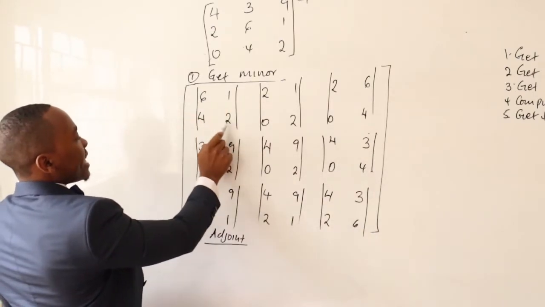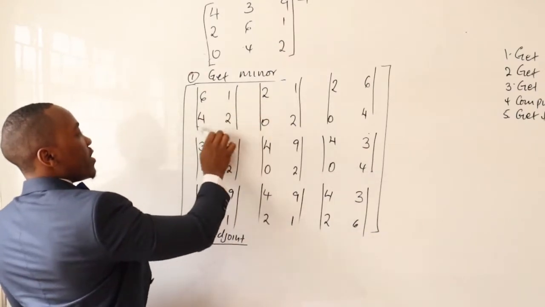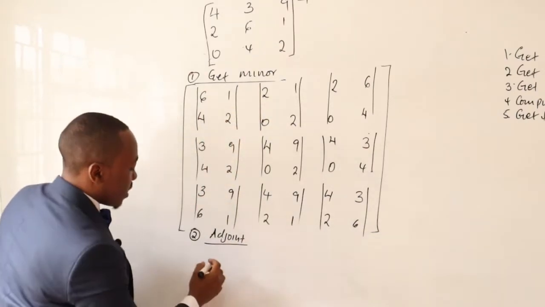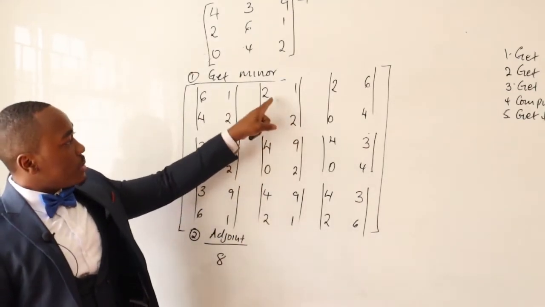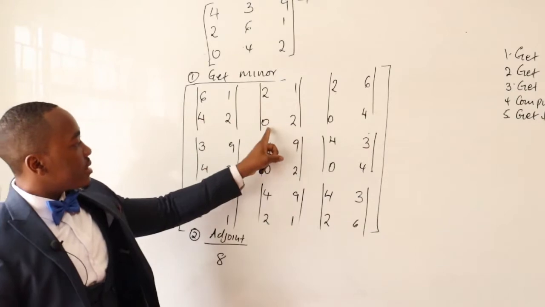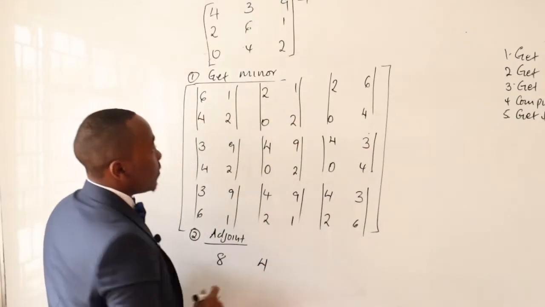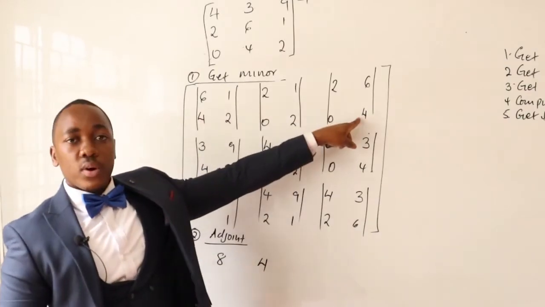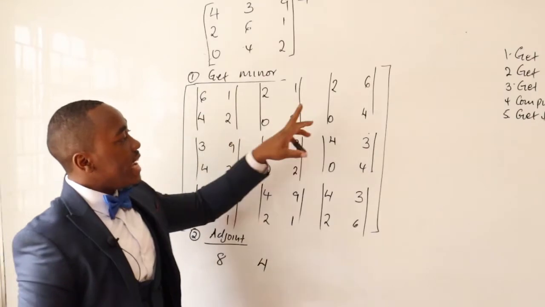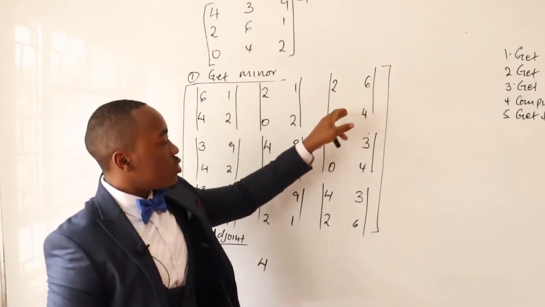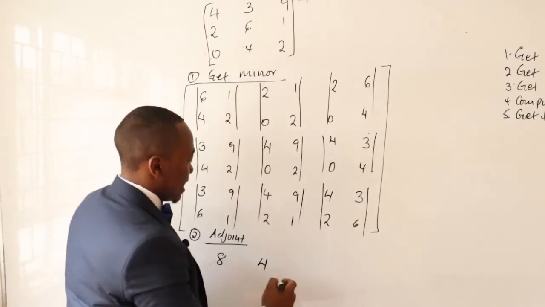So it's 6 times 2, which is 12, minus 4 times 1. So 12 minus 4, and you'll get 8. Go to the second one: 2 times 2, which is 4, minus 0, you get 4. The third one, we have 2 times 4, which is 8, minus 0 times 6. 0 times 6 is 0, so 8 minus 0, you still get 8.